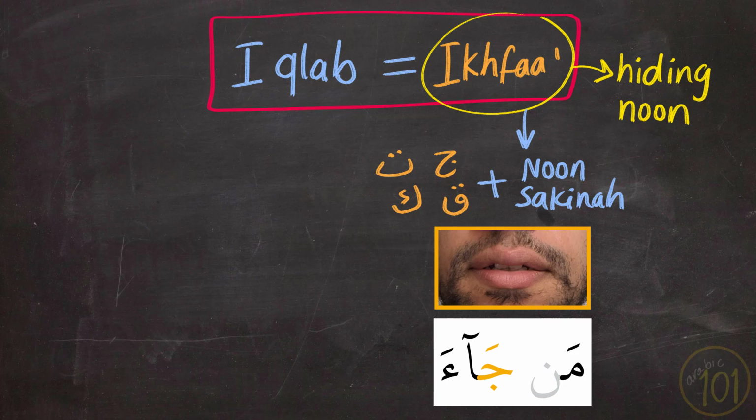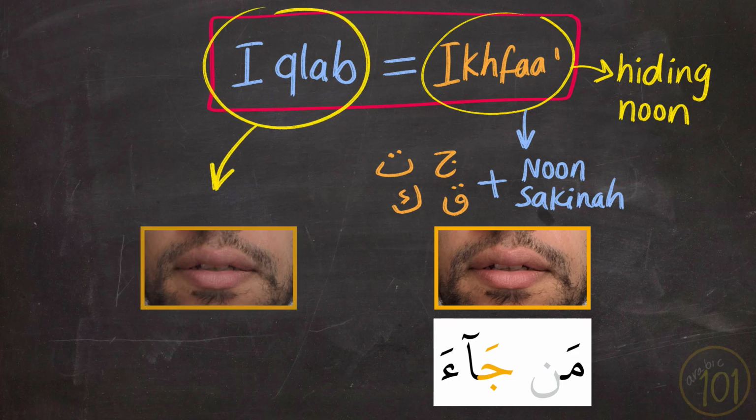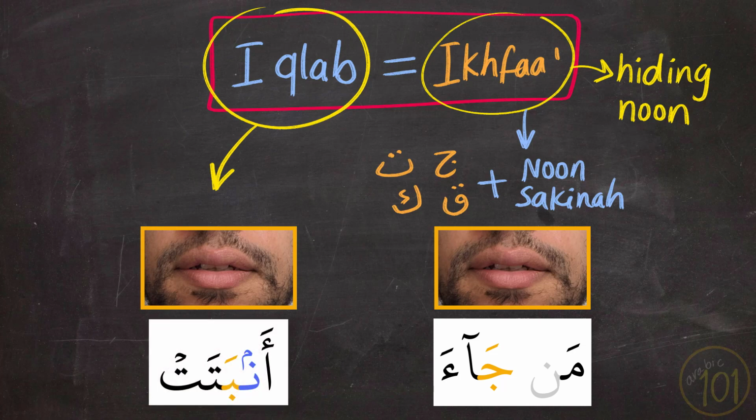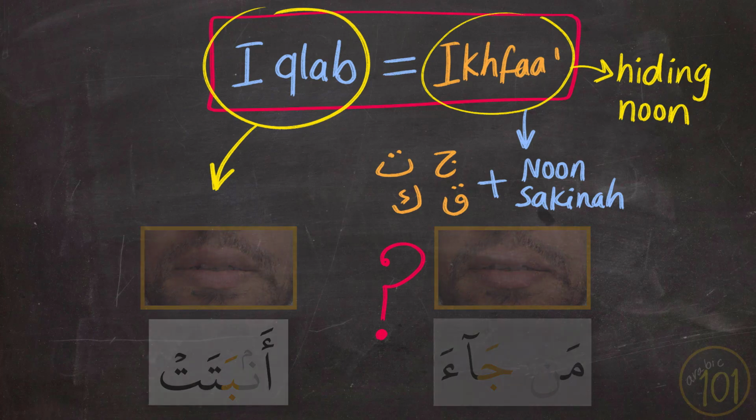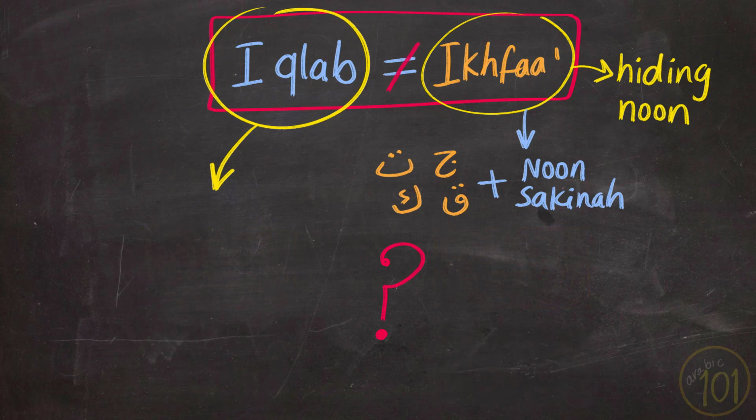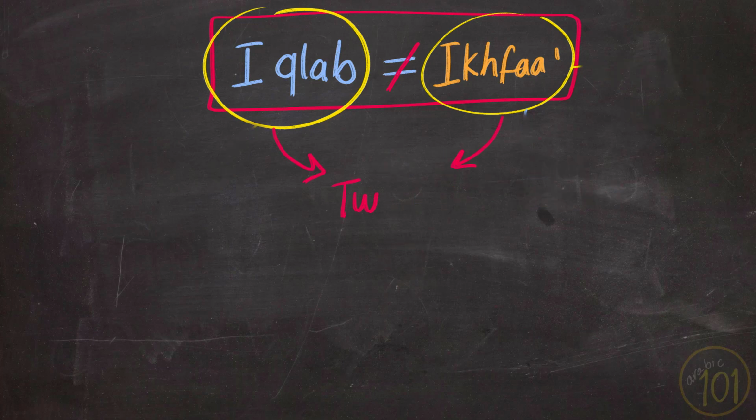And they applied the same rule to the Iqlab. And they said, Anbatat. But that cannot happen when it comes to this rule. So why can't we leave a gap between the lips when we perform Iqlab? Well, first of all, Iqlab is not Ikhfa. There are two different rules that apply to nun sakina.